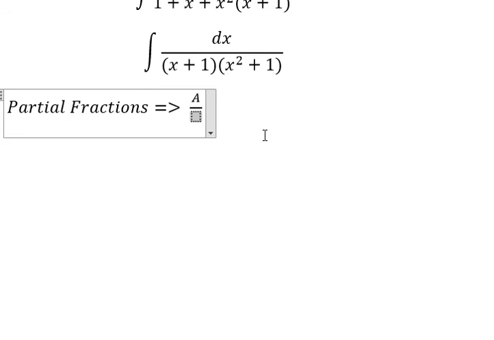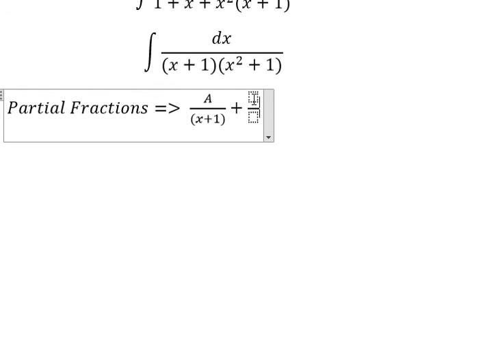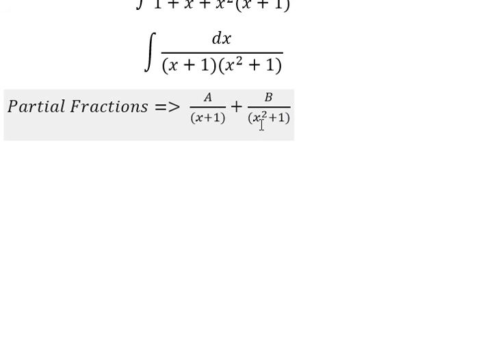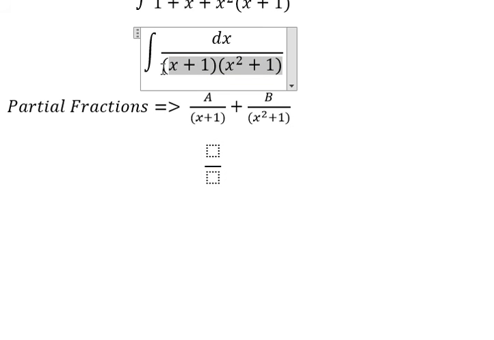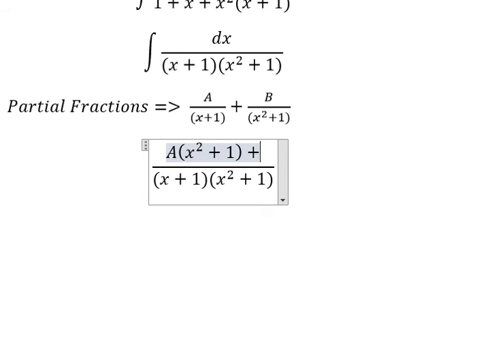A over x plus 1 and capital B over x to the power of 2 plus 1. So we do the common denominator here. We have A multiplied by x to the power of 2 plus 1, and B multiplied by x plus 1.